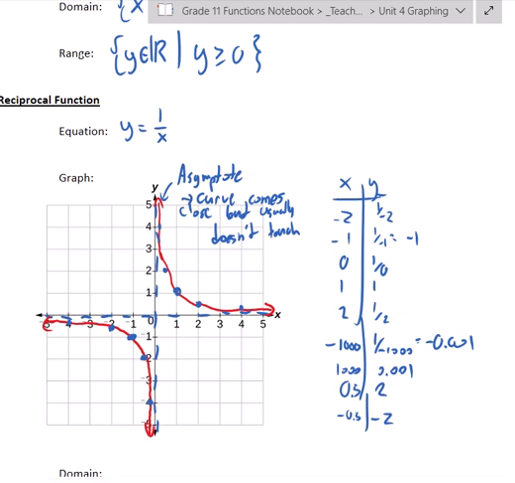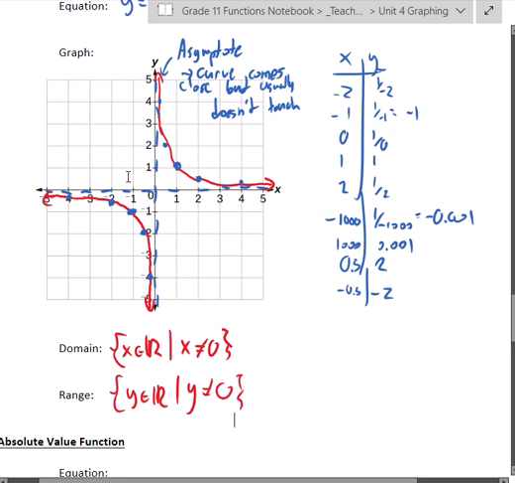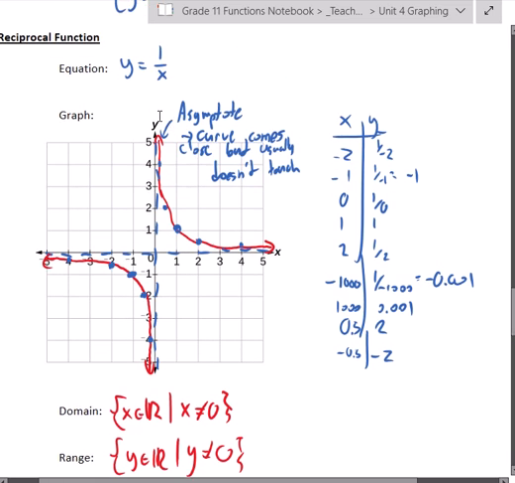So for domain, we have a very interesting way of doing domain and range here. So domain is x can be all real numbers such that x cannot equal 0. For range, we have y can be all real numbers such that y cannot equal 0. Because those asymptotes are areas of the graph where the function cannot be, the way it curves, we cannot equal these values. So that is our parent function for the reciprocal function.